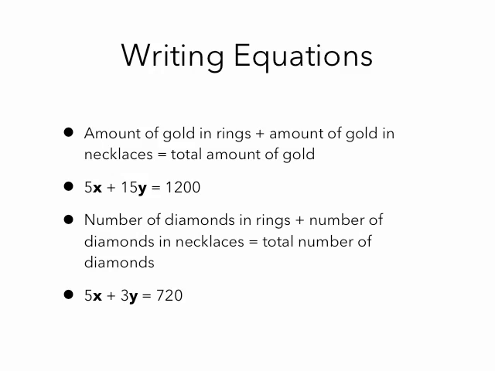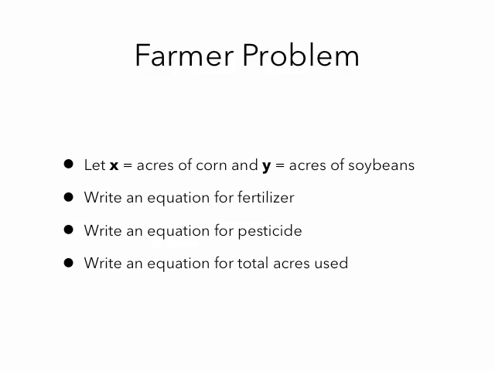Same thing with the diamonds. 5x is the number of diamonds in the rings, 3y is the number of diamonds in the necklaces. Add those together, it has to equal the total number of diamonds, which is 720. So that is how we write the equation from the problem.